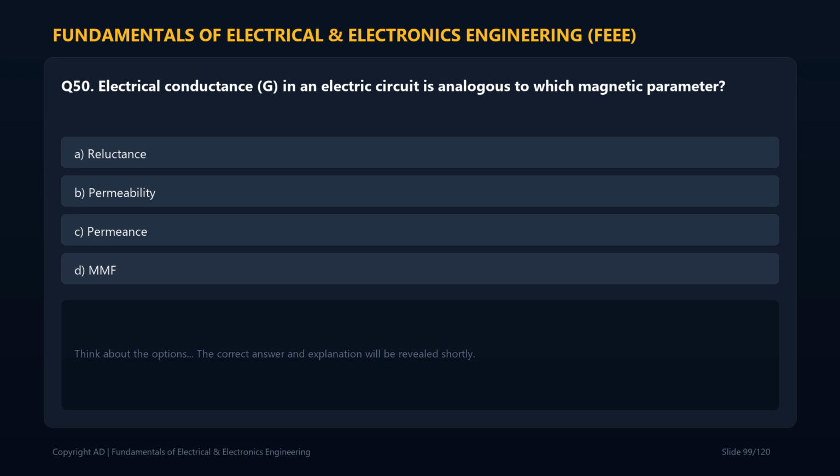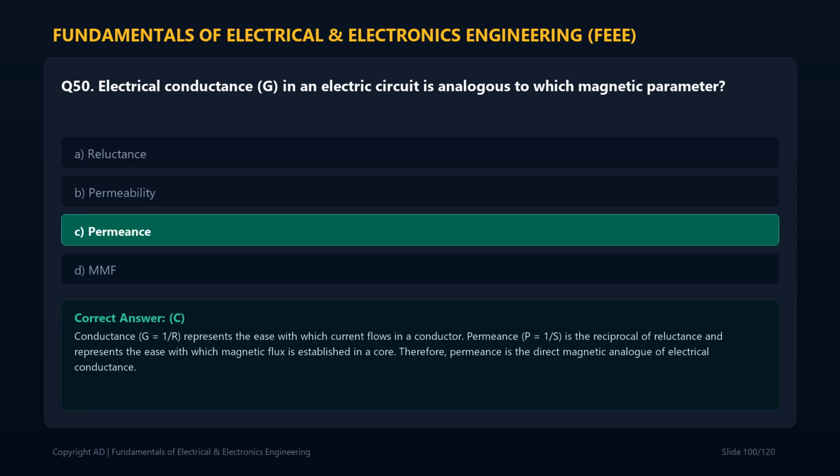Question 50. Electrical conductance in an electric circuit is analogous to which magnetic parameter? Option A. Reluctance. Option B. Permeability. Option C. Permeance. Option D. MMF. The correct answer is C. Permeance. Conductance is the ease of current flow, and permeance is the ease of flux establishment, making them analogous parameters in electric and magnetic circuits.